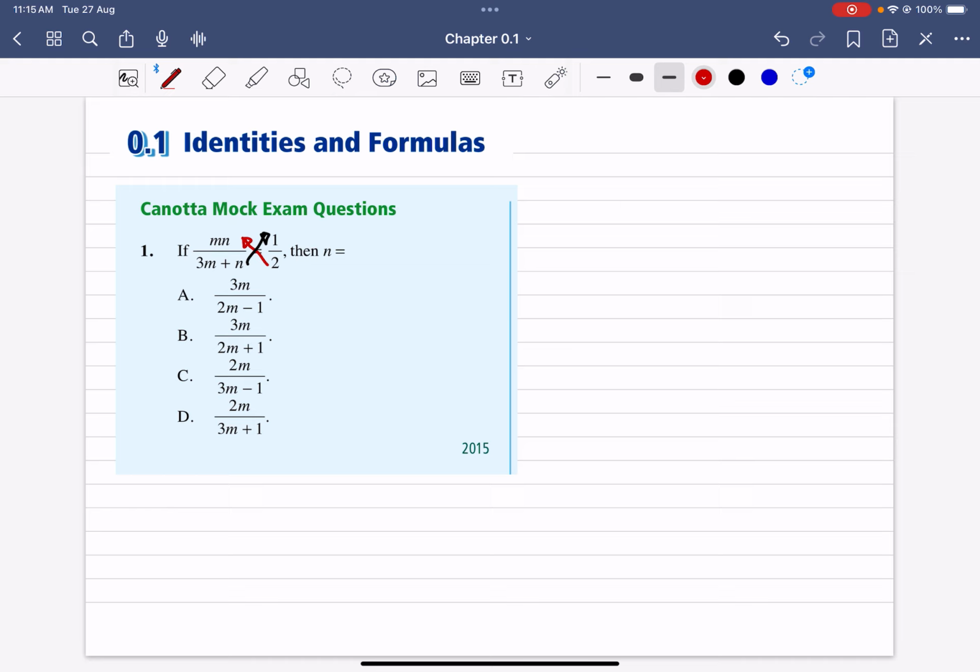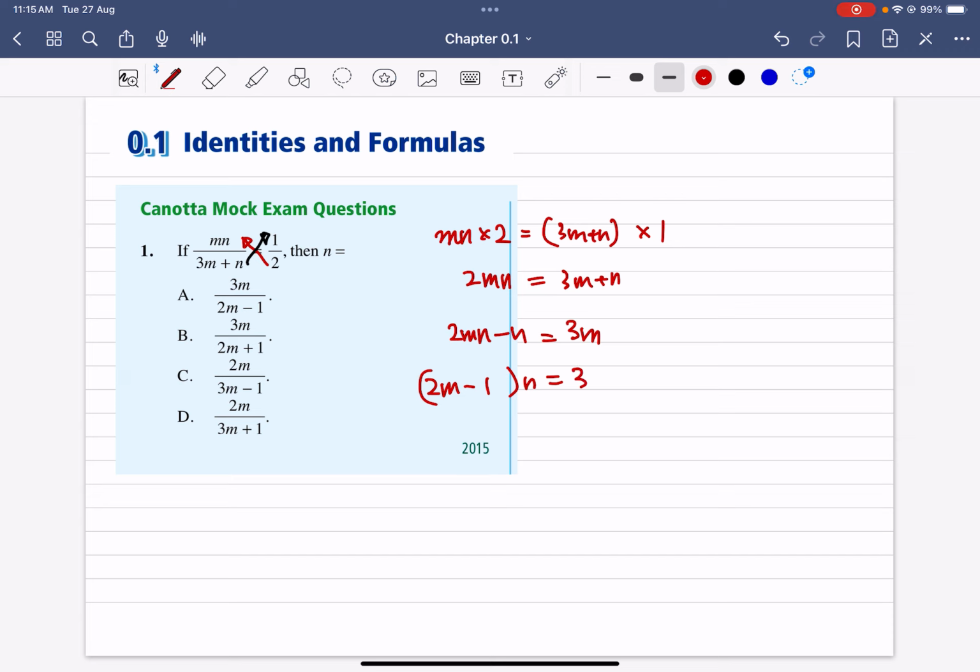So that means at the next step, what you will have is mn times 2 equals 3m plus n times 1. So of course you can write down 2mn equals 3m plus n. Then I only want n. You can move that n, plus n becomes minus n, and take out n here. So you have the bracket like this. And then n equals 3m over 2m minus 1. So the answer is A.